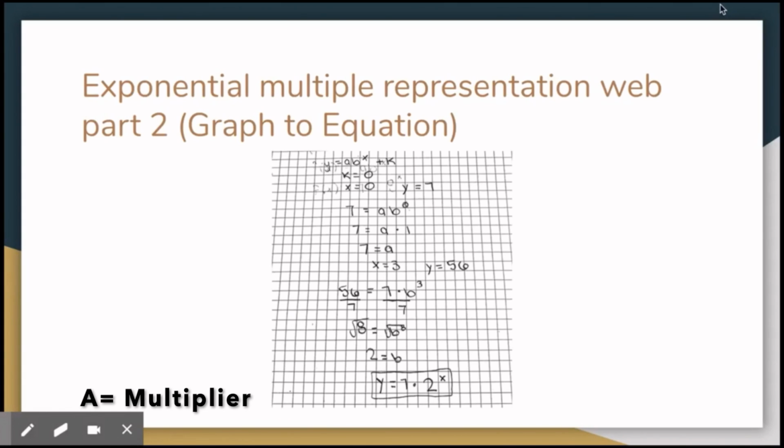And from the graph, the other points had 3 and 56, so we put in that for x and y, and we got 56 equals 7 times b to the third, and then we divided them both by 7 and got 8 equals b to the third, which we cube rooted, and then we got 2 equals b, and then the final equation is y equals 7 times 2 to the x.